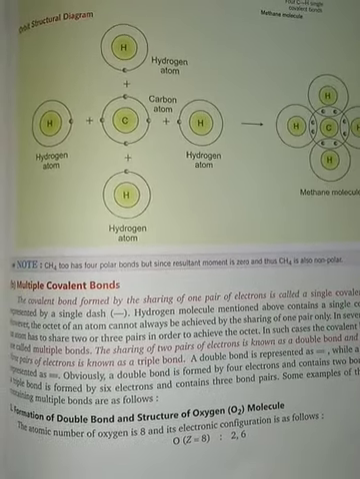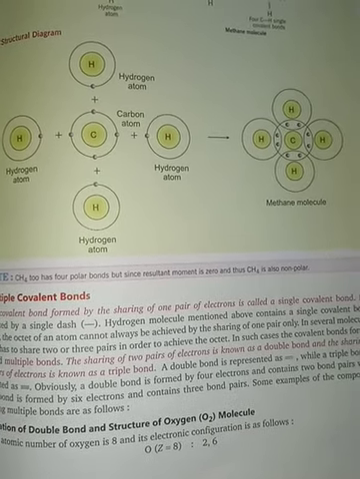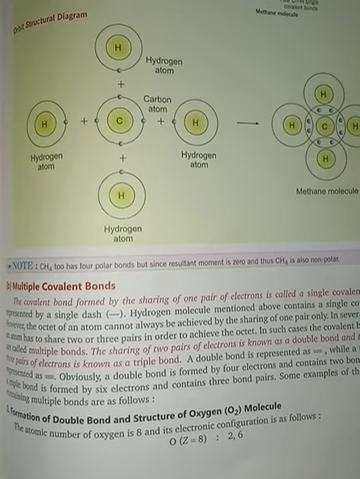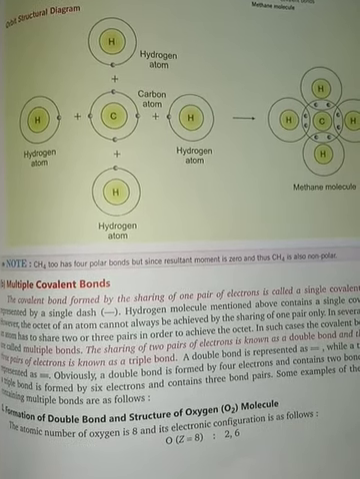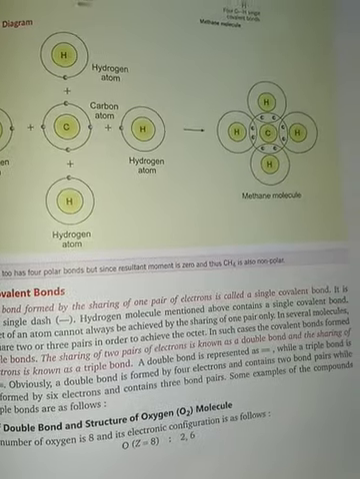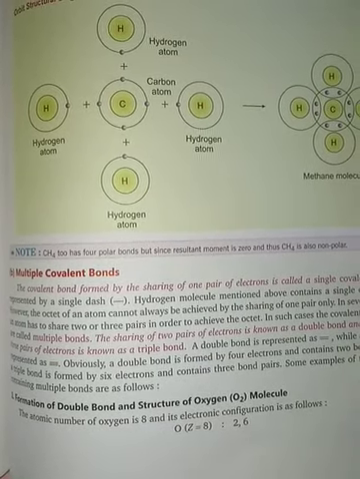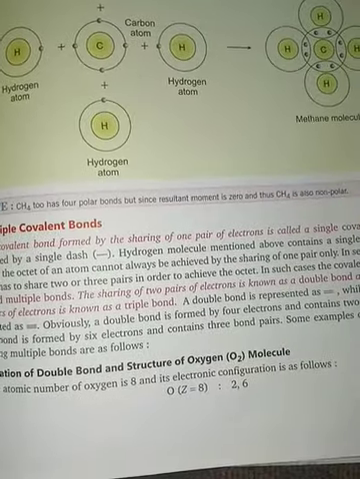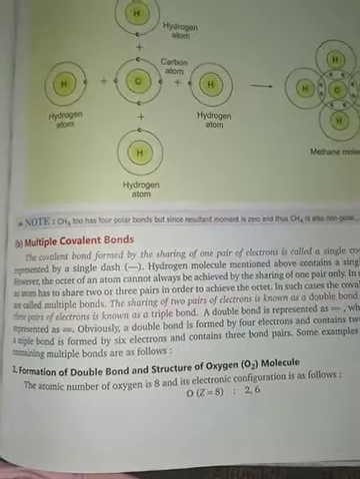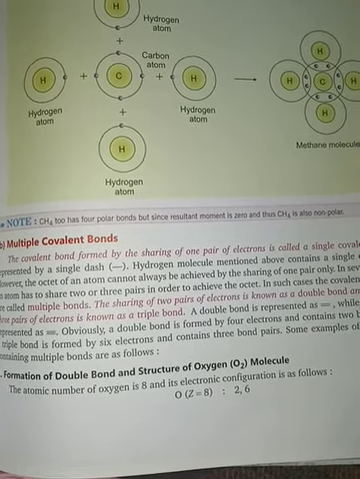As you know, the bond formed by sharing of one pair of electrons is called a single covalent bond, and it is represented by a single dash. Similarly, the sharing of two pairs of electrons is known as a double bond, and the sharing of three pairs of electrons is known as a triple bond. By this example, you can understand easily the formation of a double bond and the structure of the oxygen molecule.